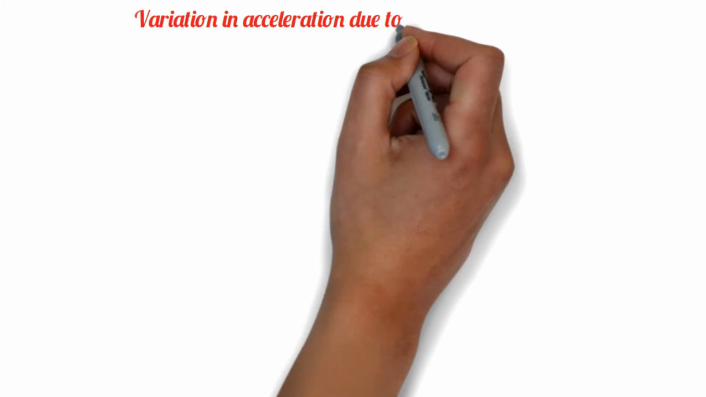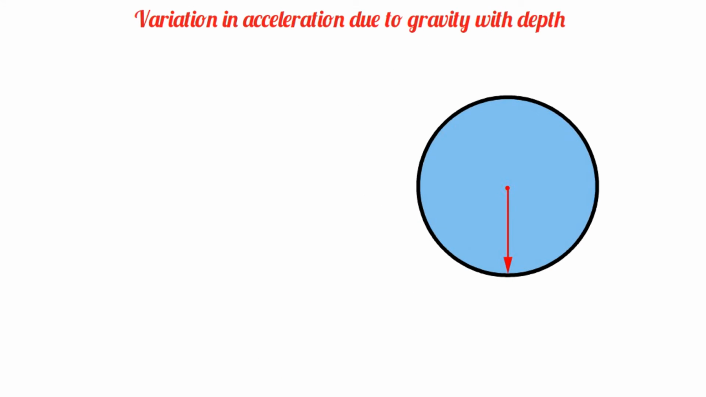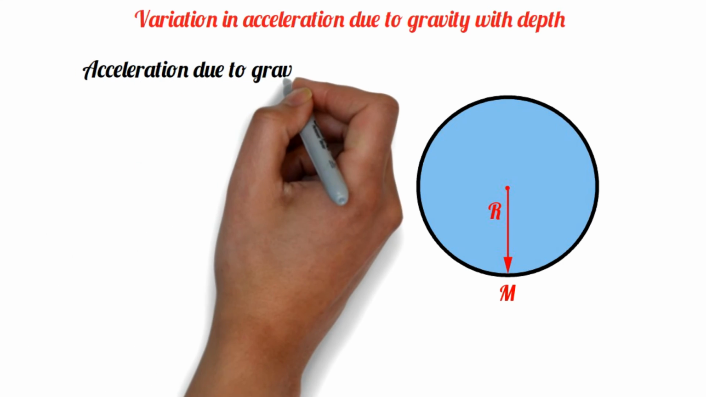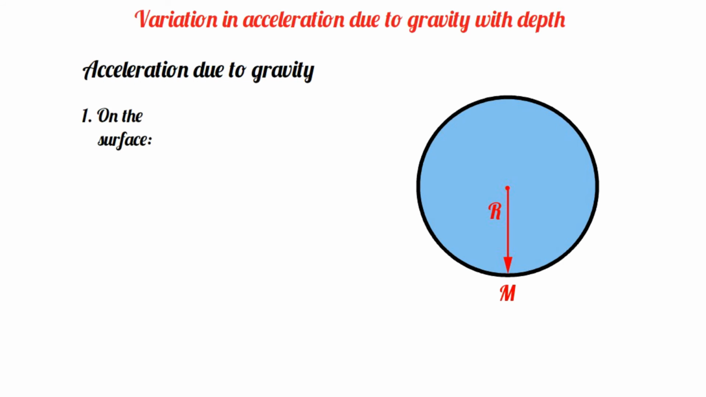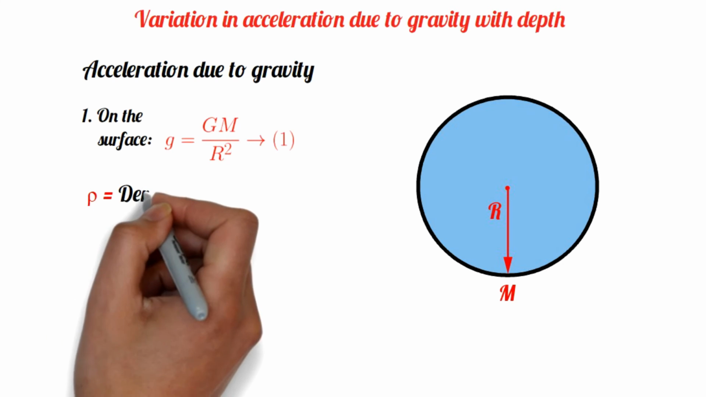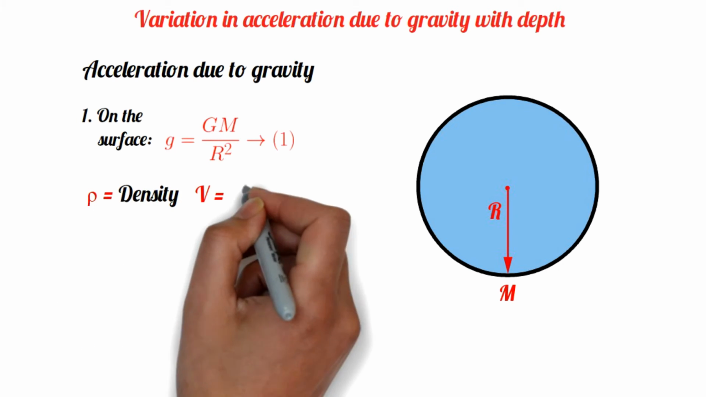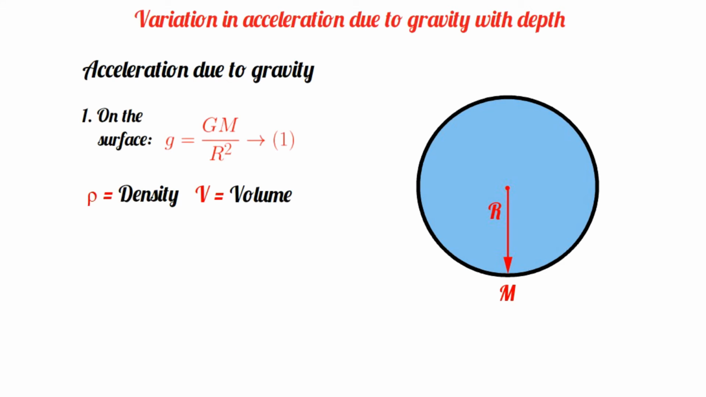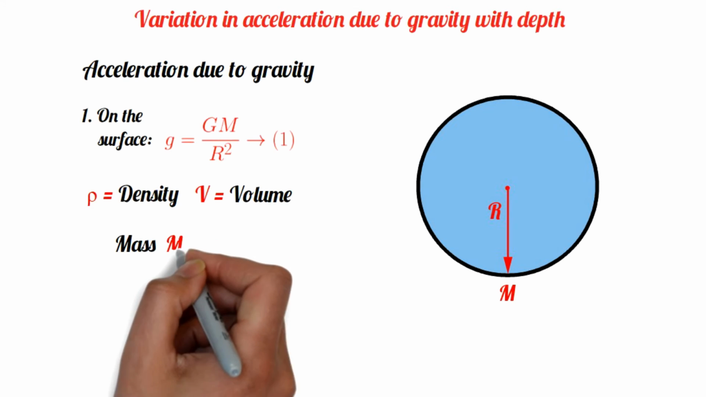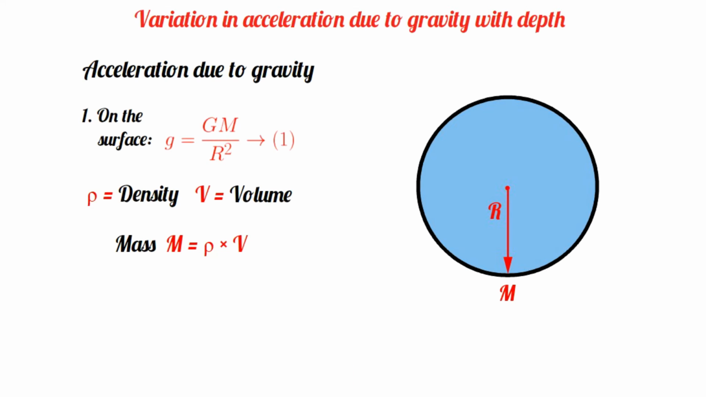Variation in acceleration due to gravity with depth. Again, let the Earth be a sphere of radius r and mass m. We know the acceleration due to gravity on the surface of the Earth is g is equal to GM by r square. If ρ is the density of the Earth, and capital V is the volume of the Earth, then the mass of the Earth, capital M, is equal to ρ into V.